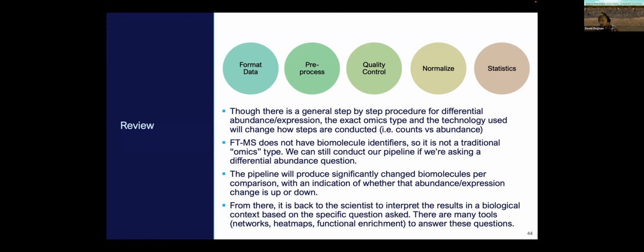which is what we did here. This pipeline at the end produces those significantly changed biomolecules for comparison with an indication of whether the abundance expression is up or down. And then from there, it is back to us to interpret what those results mean biologically, whether you use something like KEGG or you compare those e-meta groups, or if you've got multiple omics, you try to put them together in networks. The point is to then take what we got from the statistics, from the noise of the instruments, from the missingness in the instruments. Now we have our snapshot answer. What do we do with it now to move forward?